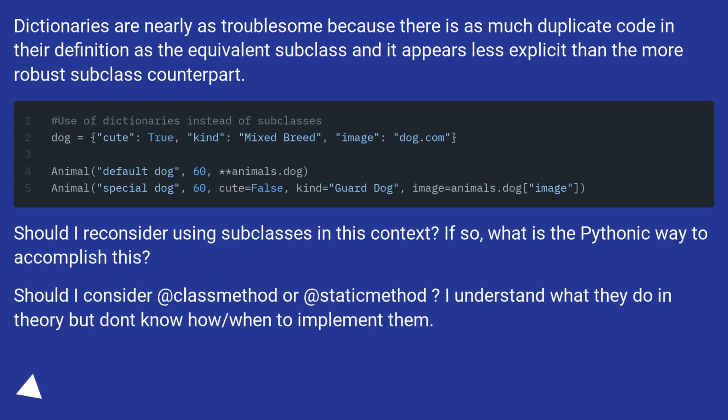Dictionaries are nearly as troublesome, because there is as much duplicate code in their definition as the equivalent subclass, and it appears less explicit than the more robust subclass counterpart. Should I reconsider using subclasses in this context? If so, what is the Pythonic way to accomplish this? Should I consider a class method or a static method? I understand what they do in theory, but don't know how or when to implement them.